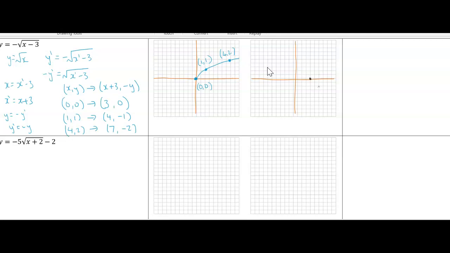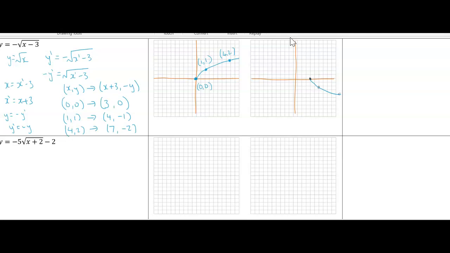Yeah, it's glitching on me. And then we've got 7, negative 2. So it's probably going to be more out here. All right, so my graph, which I would draw in pencil, but it's glitching on me. All right, so it goes like that. So you can see it's shifted to the right 3, and then it's been reflected in the x-axis.